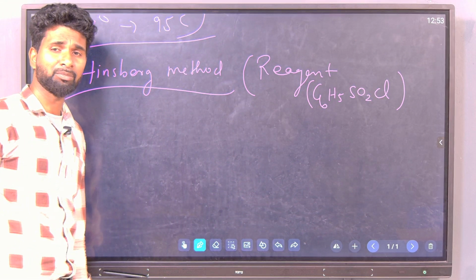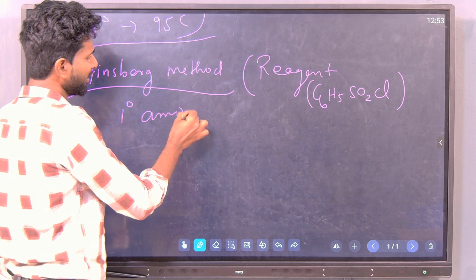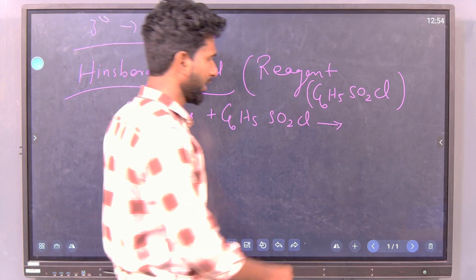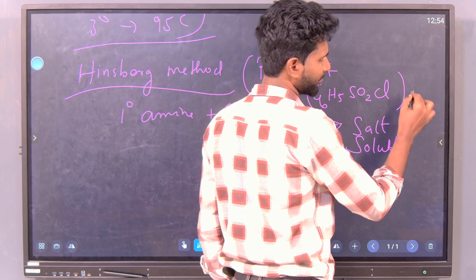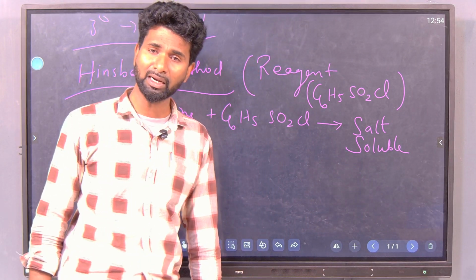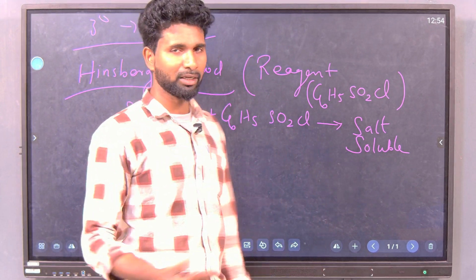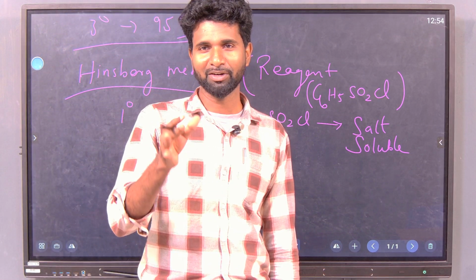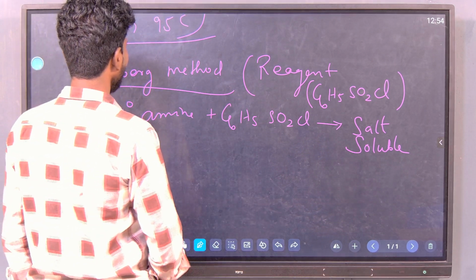From a competitive examination point of view, we have to memorize this easily. Primary amine reacts with Hinsberg reagent, C6H5SO2Cl, and it gives a salt soluble in alkali like NaOH. Sorry, not base, alkali. What are alkalis? The water-soluble bases are called alkalis. So NaOH is the alkali. So when primary amine reacts with the Hinsberg reagent, it gives a salt, and that salt is soluble in base, that is, alkali. Then secondary amine.